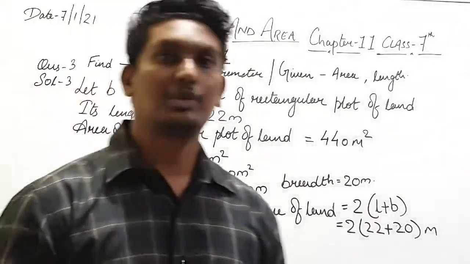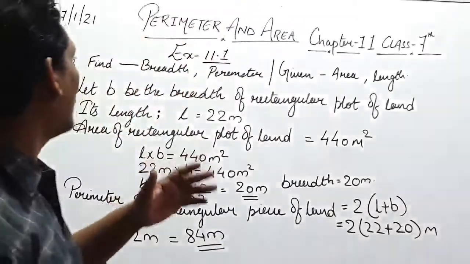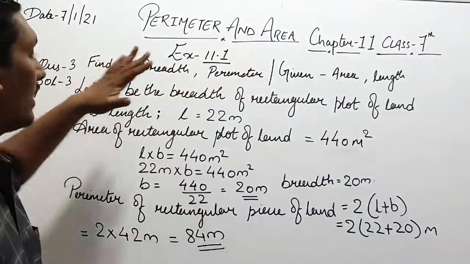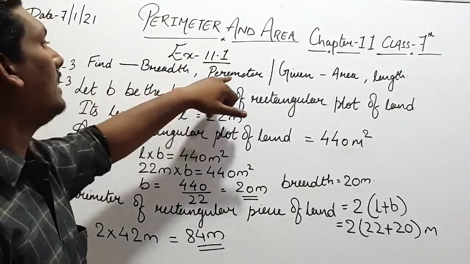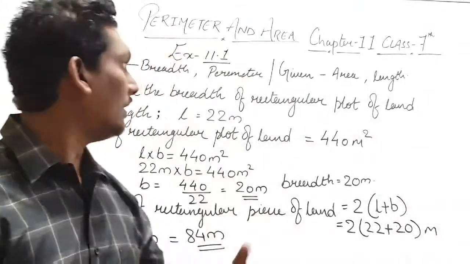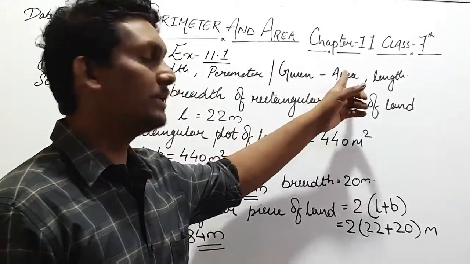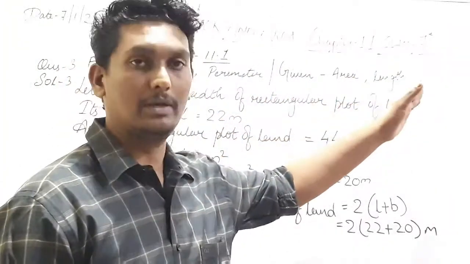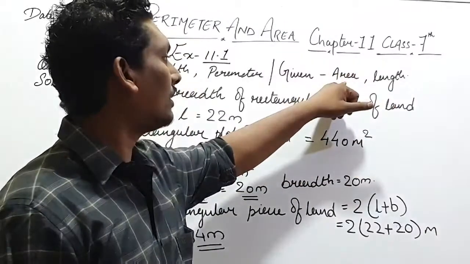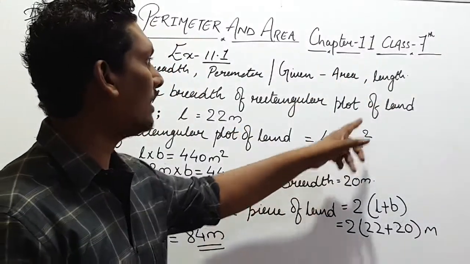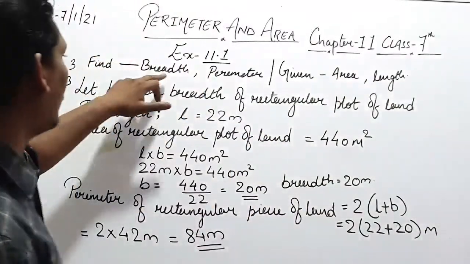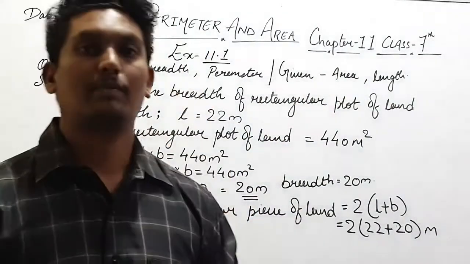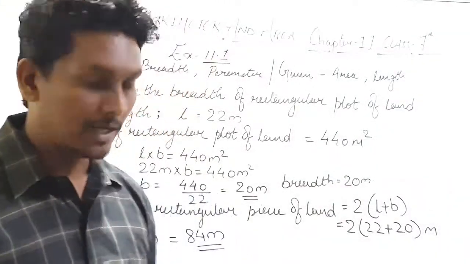Now come to question number 3. In question number 3, a rectangular piece of land is given, and we have to find out the breadth and perimeter. The area is given and the length is given. The area is already given, 440 meters square, and the length is given, 22 meters. So we have to find out the breadth first. After finding the breadth, we have to find the perimeter of the rectangular plot.